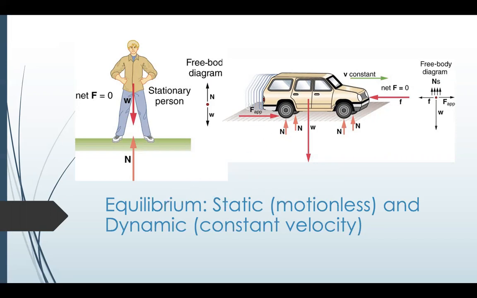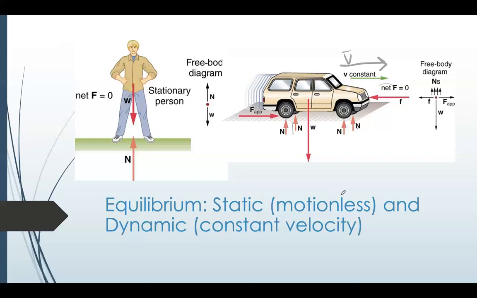Now we have another one called dynamic equilibrium. Take this car here. It is moving with a constant velocity in this direction, and because it is moving, we have an applied force in that same direction. We have the weight of the car being pulled down due to gravity, and then we have all of our normal forces on the tires and wheels, and a frictional force in the opposite direction of the applied force.